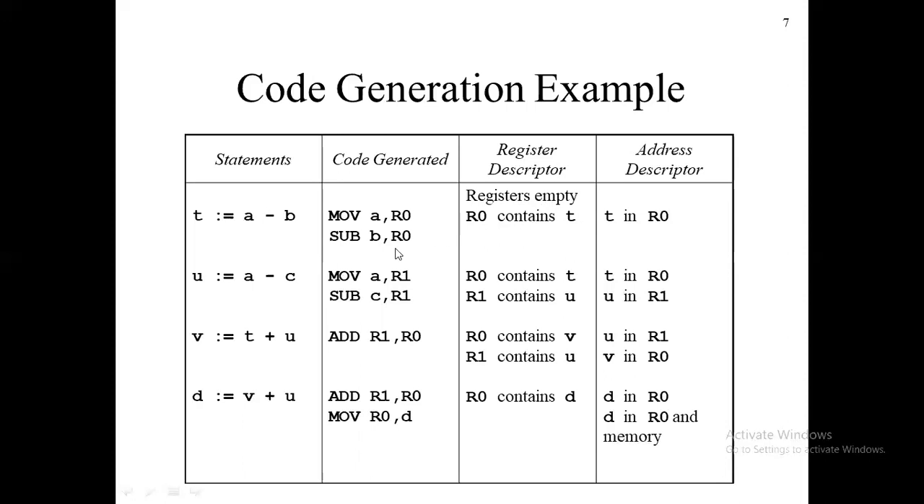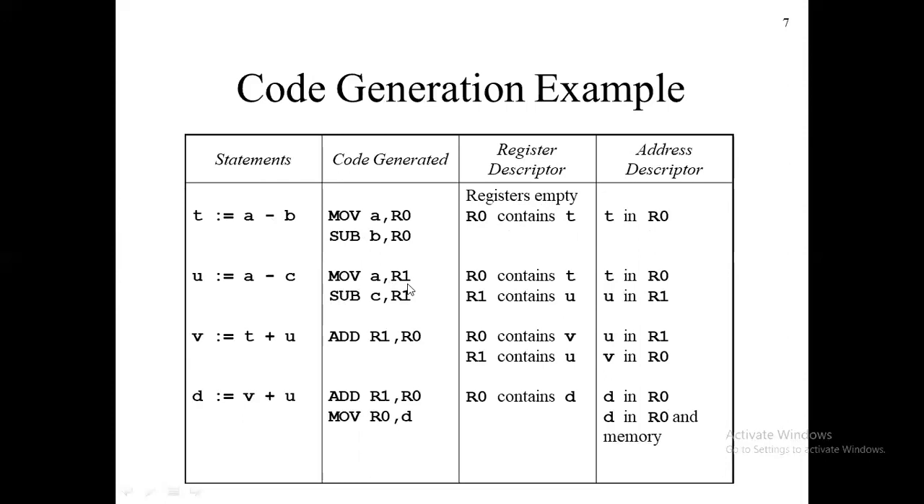So here the generated code, R0 contains the result of A minus B, that is T. So you have to update the descriptors: R0 contains T, and in the address descriptor, T is in R0. Next we have the statement U equal to A minus C.